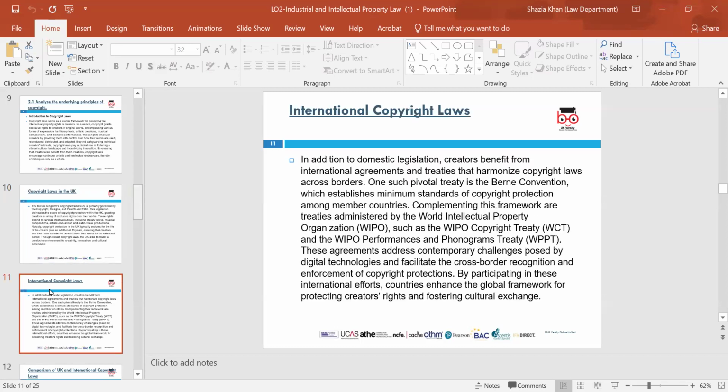International copyright laws. International copyright law doesn't exist. Each country has its own domestic copyright laws that apply to its own citizens, and also to the use of foreign content when used in one's country.